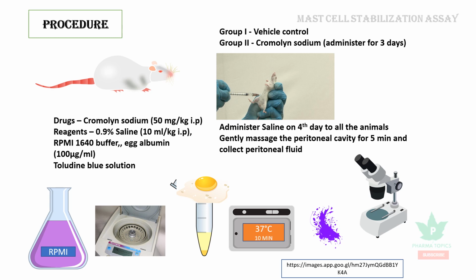So this gives a picture of whether these mast cells have degranulated or not. If you have a test compound, you can keep it as a third group, and you can check whether it causes an allergy. If a new compound causes allergy, it will degranulate the mast cells, which leads to the release of histamine, and which could be visualized in the microscope. So this is the procedure for mast cell stabilization assay.